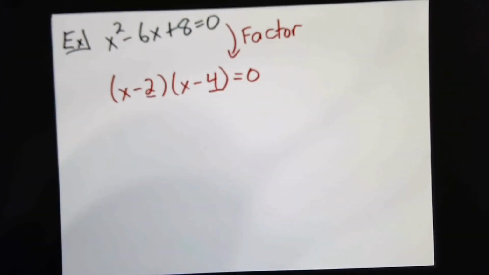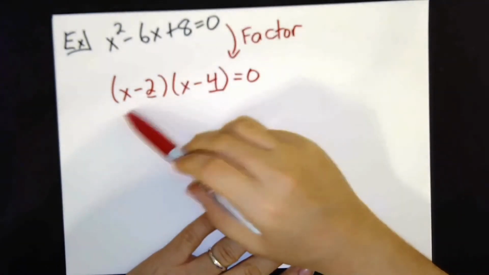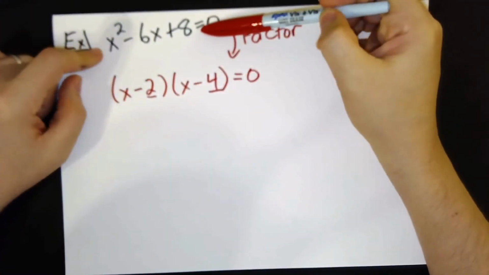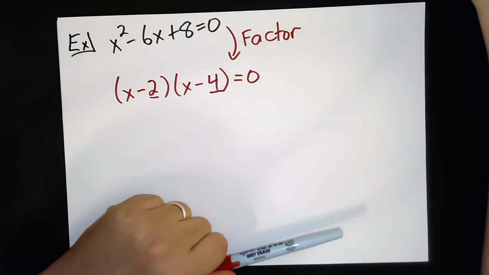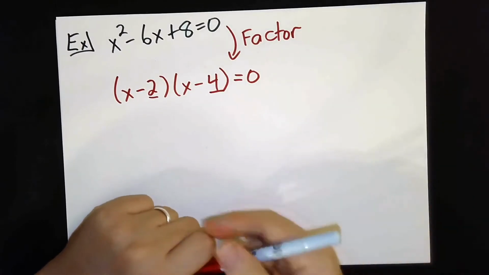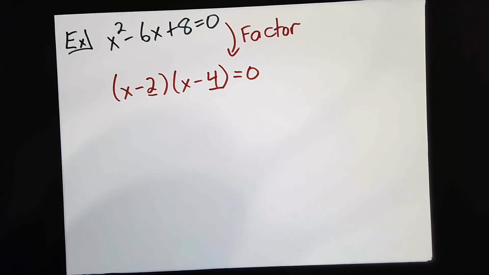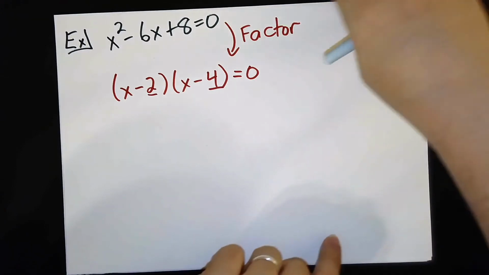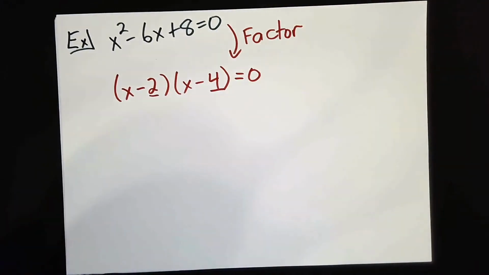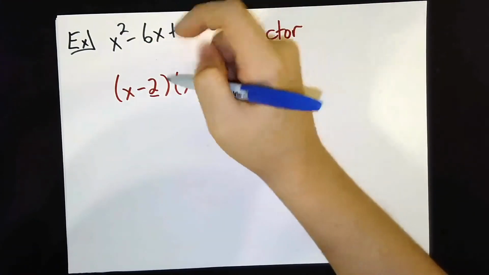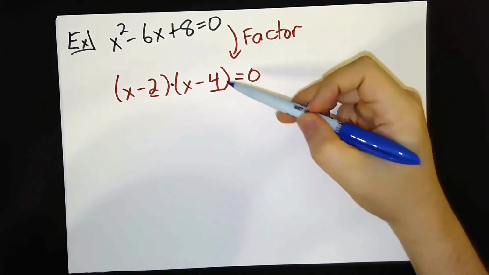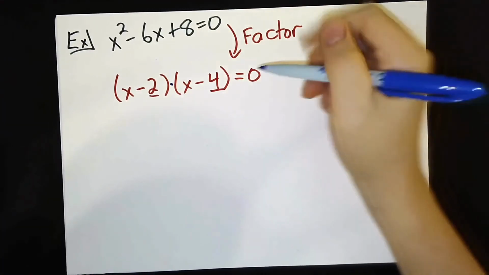And so I see that the way I factor this x squared minus 6x plus 8 is as x minus 2 times x minus 4. Okay. Now, why did we do that? Why did we even bother factoring it in the first place? The reason we factored it in the first place is because we have now this x minus 2 times x minus 4, and the product of these two things is equal to 0.